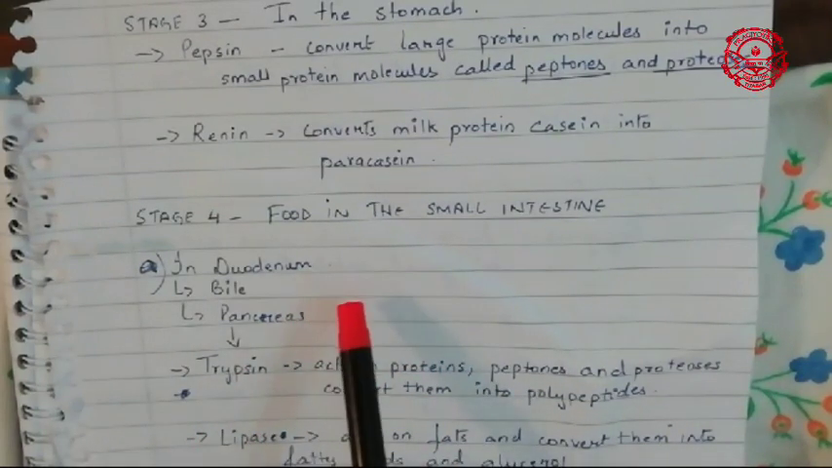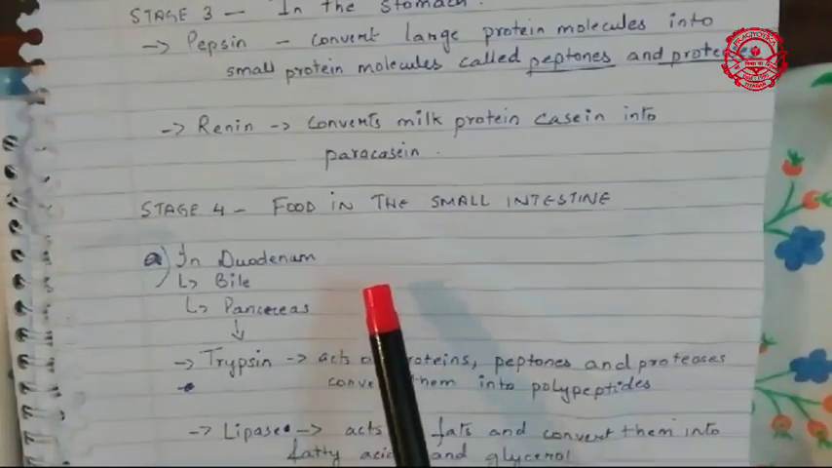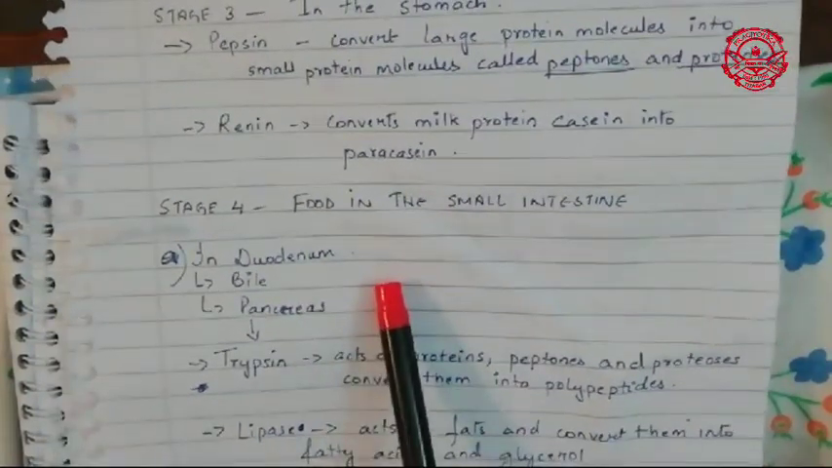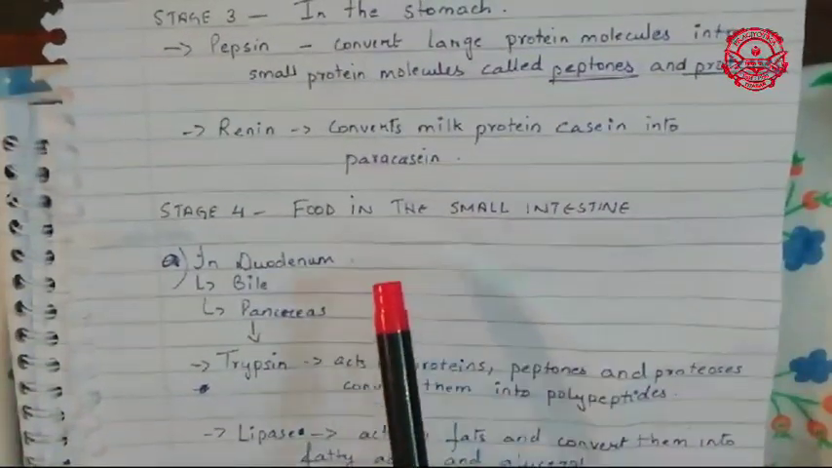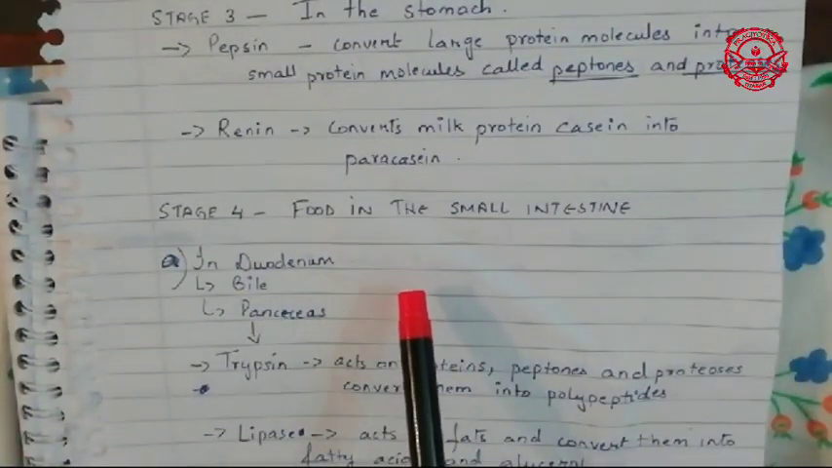Then remember, your bile is secreted from your liver, and then it gets stored in your gallbladder, and then it will help in the breakdown of your fats into fat droplets.